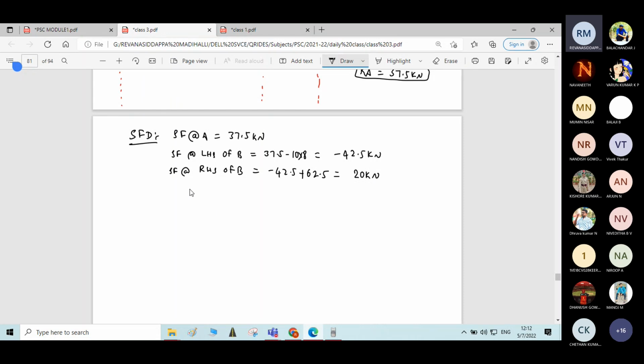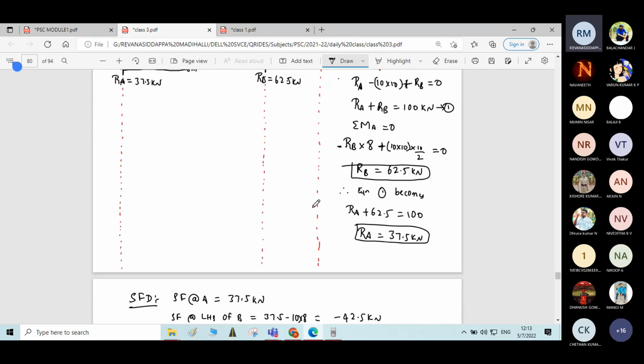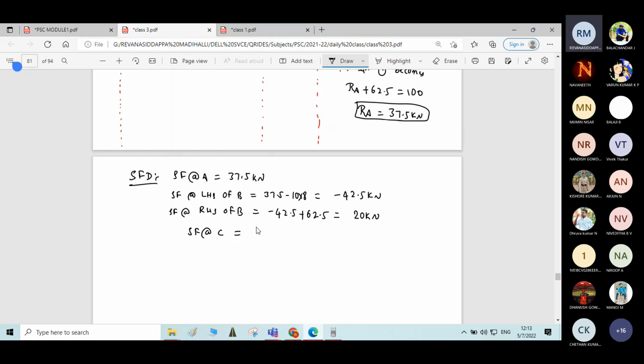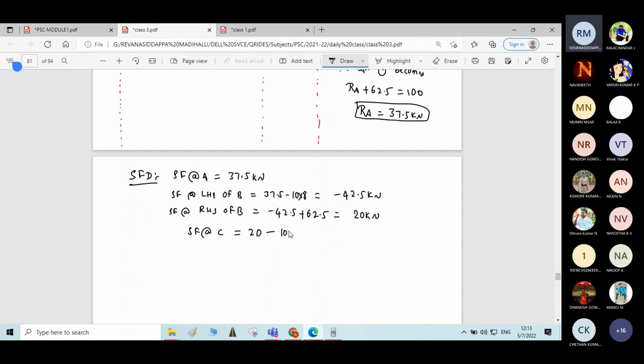Similarly, if we calculate shear force at the last point C, you will get 0 only, because it is a free end. There won't be any shear force. If you want, you can calculate, otherwise you can directly put the answer as 0. So shear force at C will be 20 minus, means previous shear force at B minus the force acting over length BC, 10 into 2. So you get 0 only. Now write the shear force diagram.